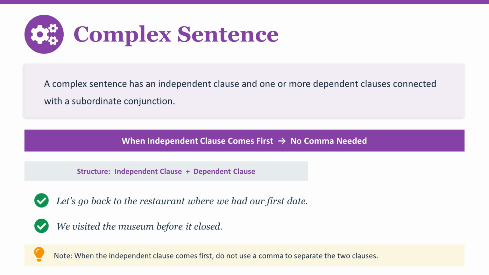For example, let us go back to the restaurant where we had our first date. Here, the independent clause is, let us go back to the restaurant, and the dependent clause is, where we had our first date. Another example, we visited the museum before it closed. An important rule to remember. When the independent clause comes first, you do not need a comma between the 2 clauses.